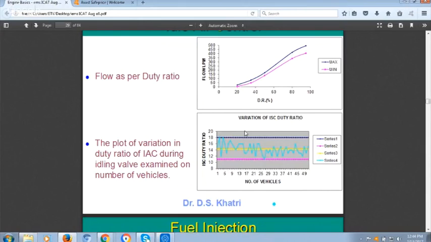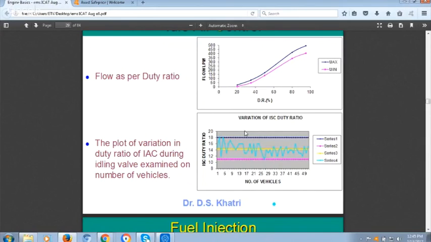So the purpose is, we have the diagnostic tool. I will set that during idle air, the duty ratio may change from 10 to 20. If it is more than 20, it will indicate the fault. But before that, I have to check like this 1000 vehicles to identify that, because if I have set, suppose, 15 and the vehicle comes at 20, it will fail. So this is a very important exercise.